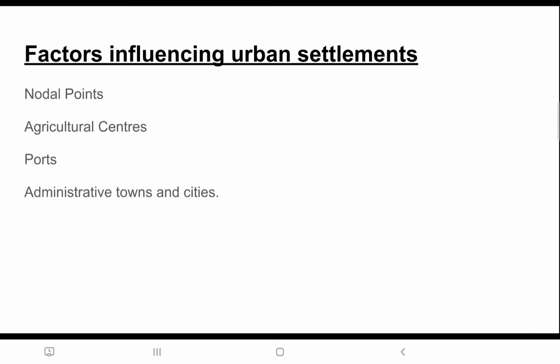And then we've got the administrative towns and cities. These are the capitals of different regions of the country or the capital of the whole country. These are usually the towns and the cities where the government and the civil service admins are based, often located centrally. And if it's not located centrally, it's usually located for other strategic reasons. So that is your administrative town and city that can influence where you find urban settlements.